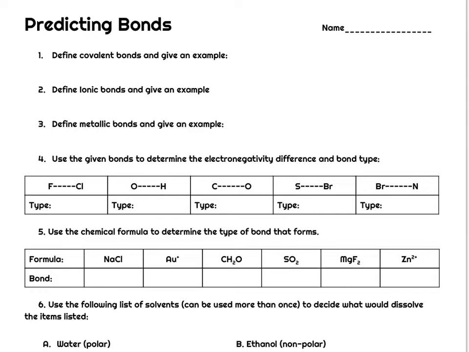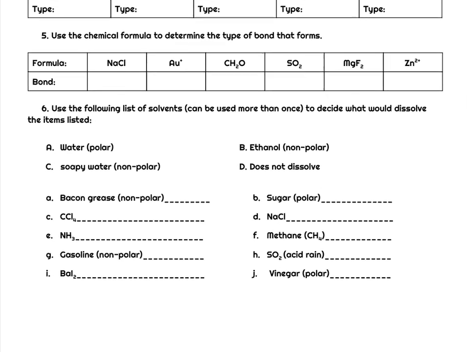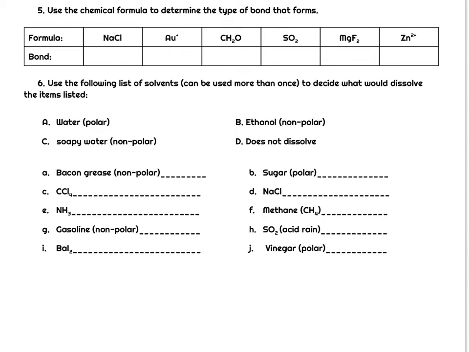And then for number 6, this is a list of basically solvents. Now when I say it's a solvent, it's something that something else can be dissolved in. So I'm trying to help you out here in writing if it's polar or nonpolar. So like here, water is something that we can dissolve things in, so I wrote polar. Ethanol is something we can dissolve things in. It's a liquid and it's nonpolar. C, soapy water would be nonpolar, or D, it does not dissolve.